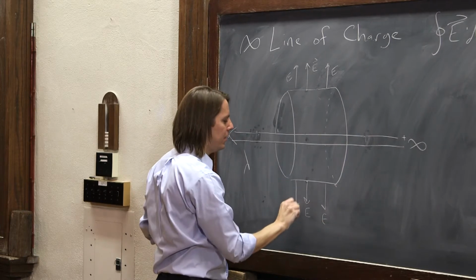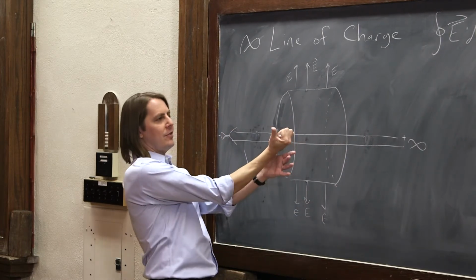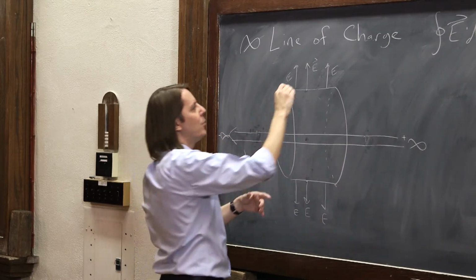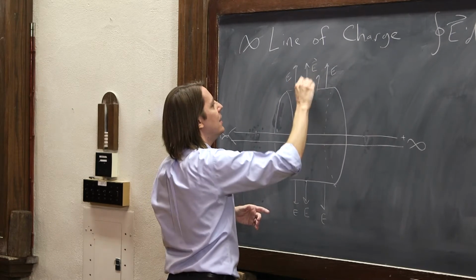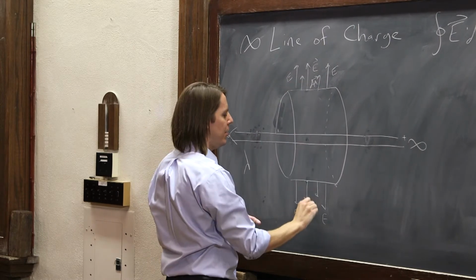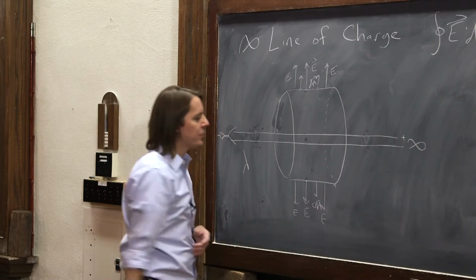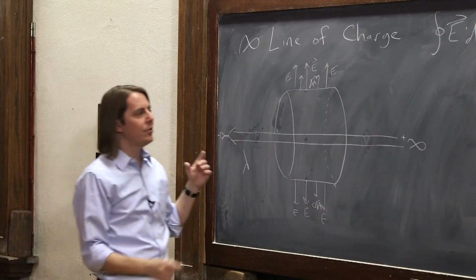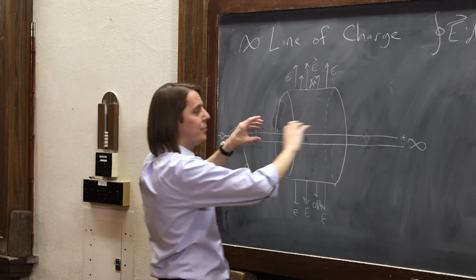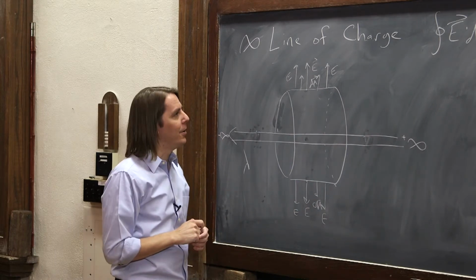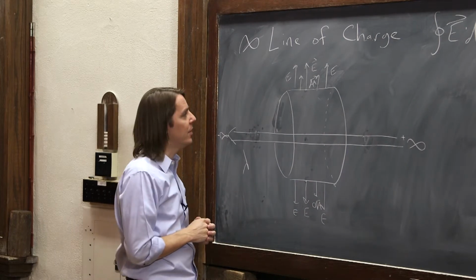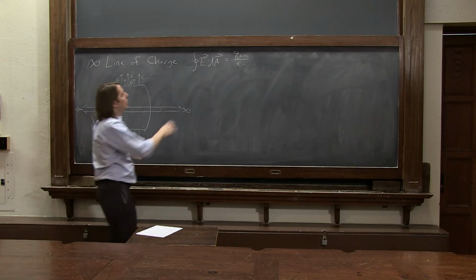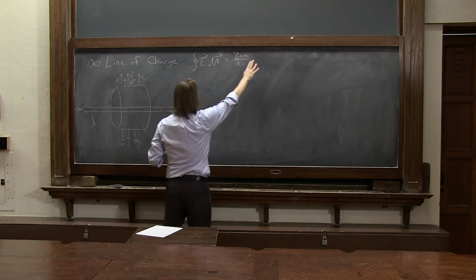And what I'm not drawing is on this front face, E will stick out. Right? So everywhere you go, E and dA are going to be parallel on that surface. So that's the key. Actually, you have to consider the symmetry very carefully. You can only do this for an infinite rod, not for a finite rod, the way we're going to do it. Okay, so we have to then deal with this integral.